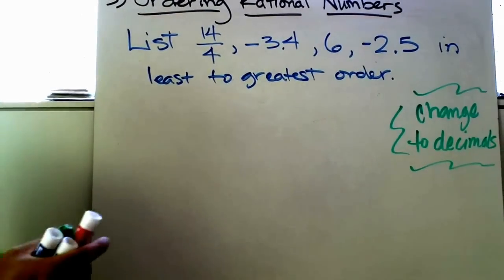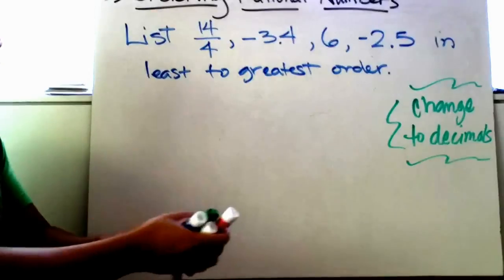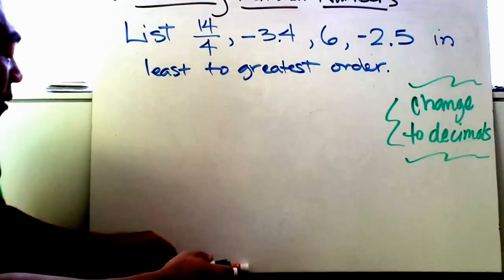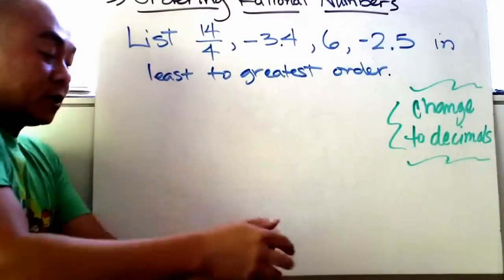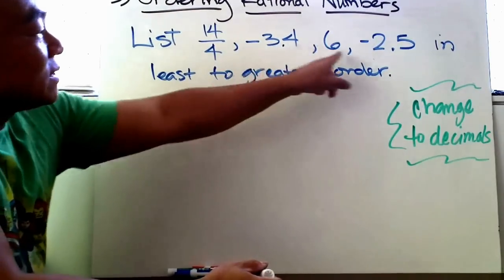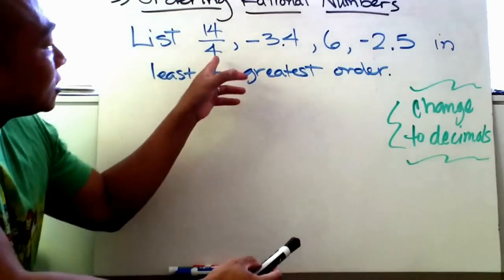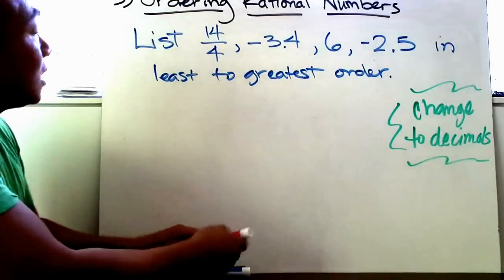Alright, so our final and last thing that we need to do here is order rational numbers. And they've given you 4 numbers here that we need to put into least to greatest order. So let's start off with 14/4. And since most of these are already in a decimal type of format, we're going to just change this into a decimal by dividing.